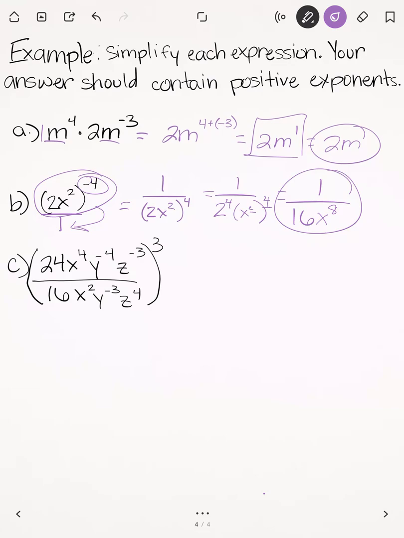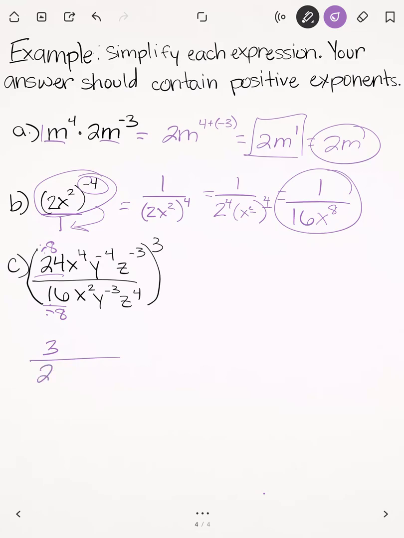Now, looking at this next one, this looks like a real fun one. So we're going to take it step by step. I'm going to start by simplifying the inside based on things we know how to do. So right now, I'm going to look at the numbers 24 and 16. Both numbers are divisible by 8. So I'm going to divide both of these numbers by 8. So 24 divided by 8 is 3. 16 divided by 8 is 2.